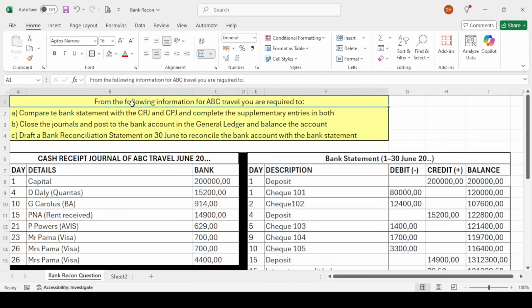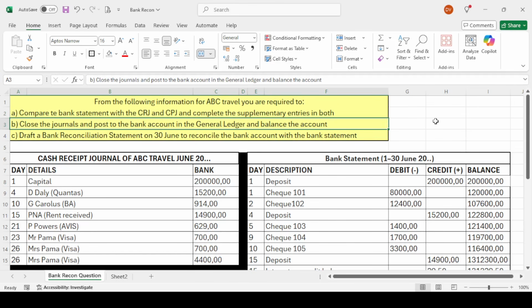Right, so let's read the instructions. From the following information for ABC Travel, you are required to compare the bank statement with the journals and complete the supplementary entries in both. Close the journals and post to the bank account in the general ledger and balance the account. Draft a bank reconciliation statement on 30 June to reconcile the bank account with the bank statement.